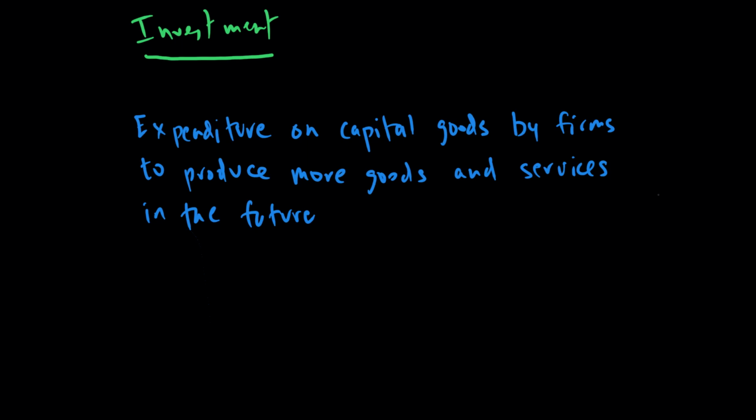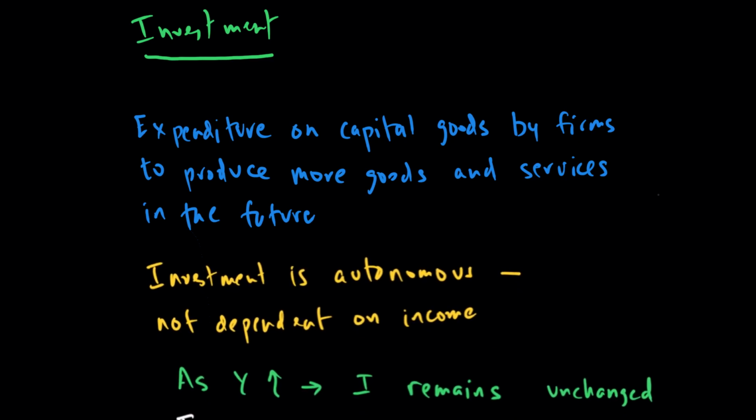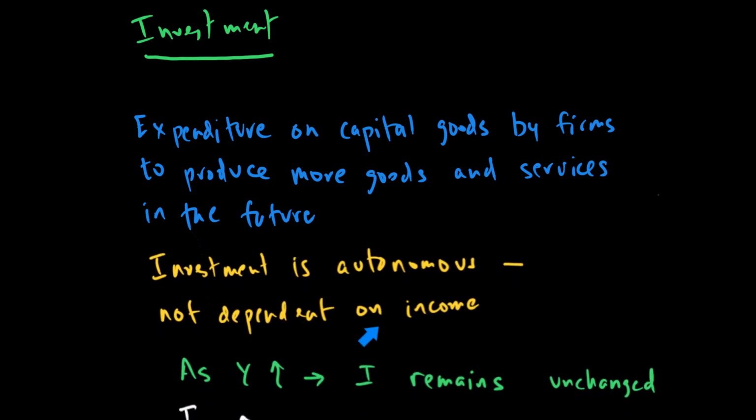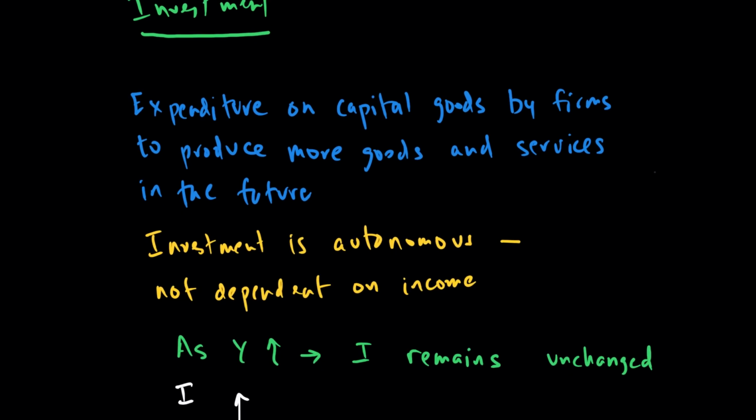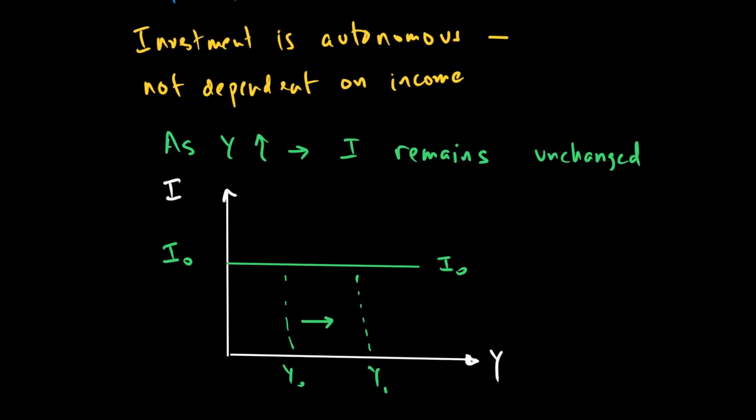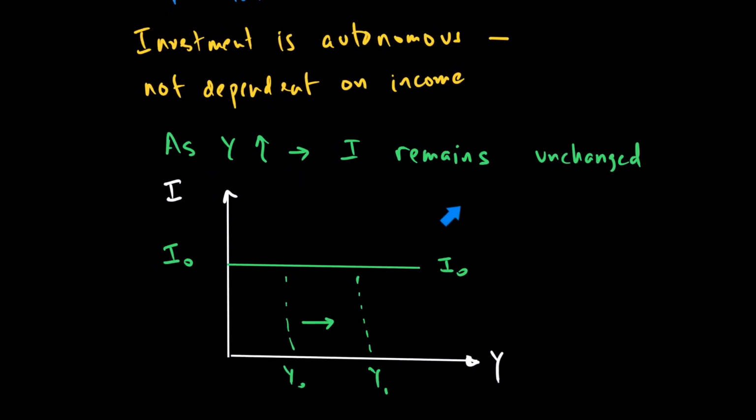In our model, investment is autonomous, which means it is not dependent on income. So if our income goes up or down, our investment amount does not change. If you look at this diagram, I have investment on my y-axis and income on my x-axis, and as you can see, as income goes up, we assume, according to the Keynesian model, investment is autonomous, which means not dependent on income, or not a function of y.